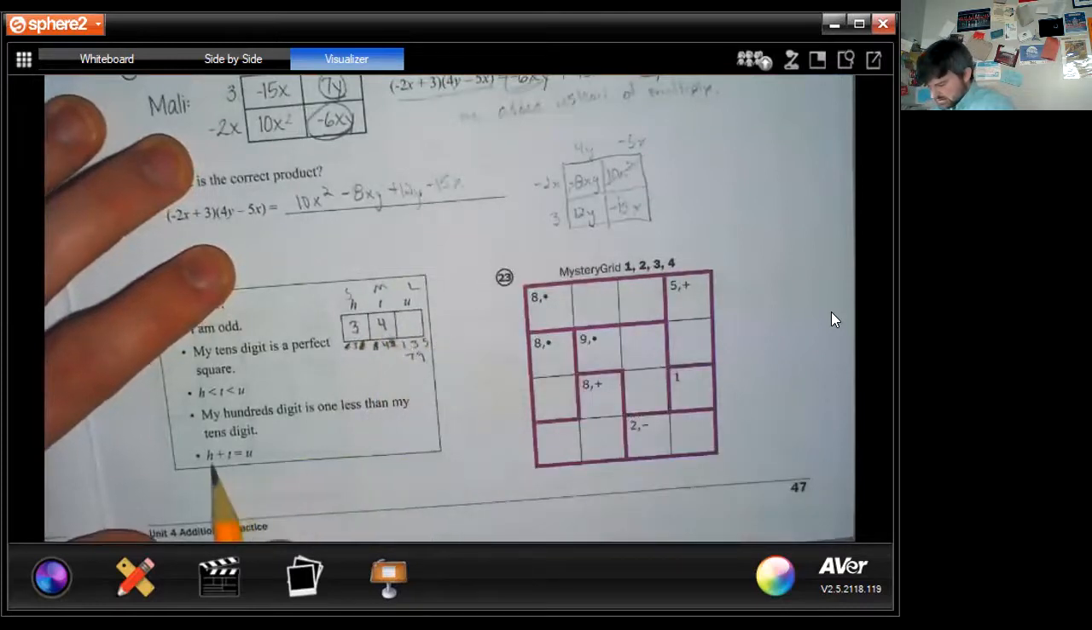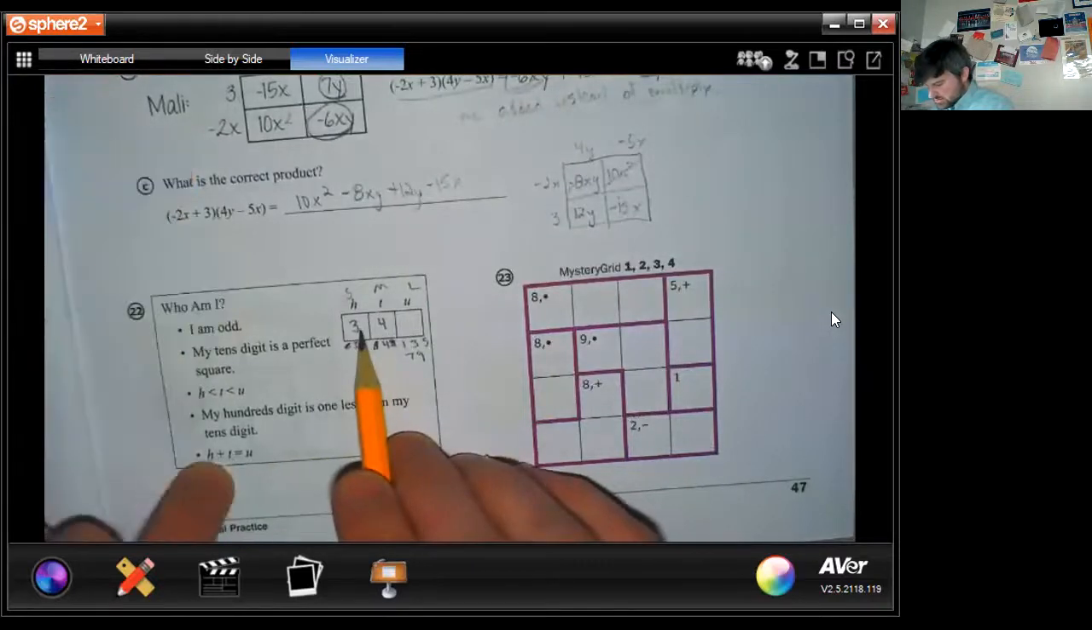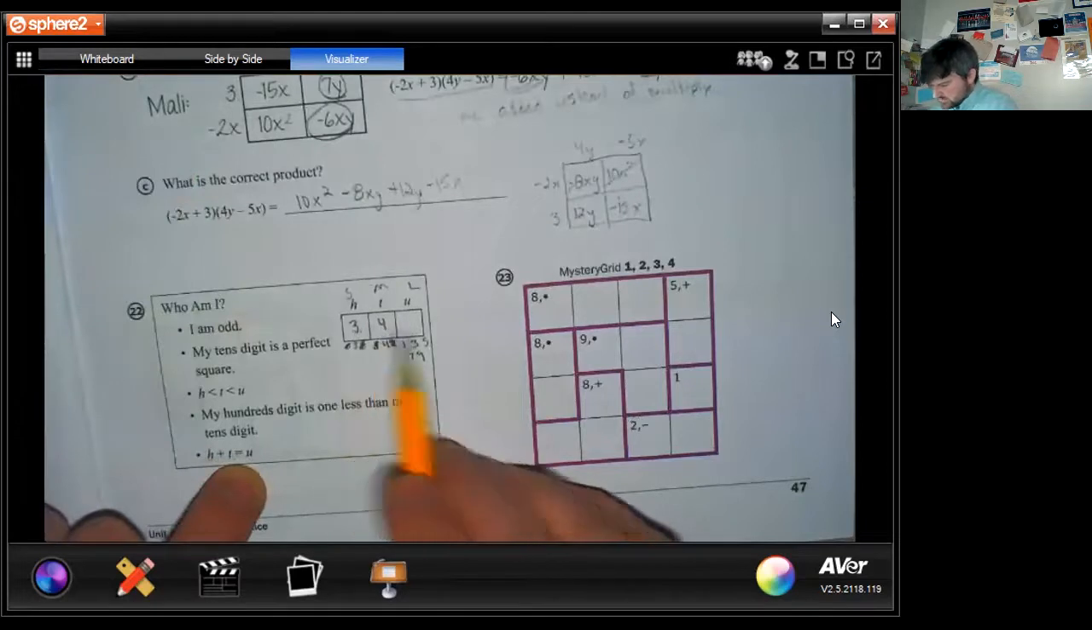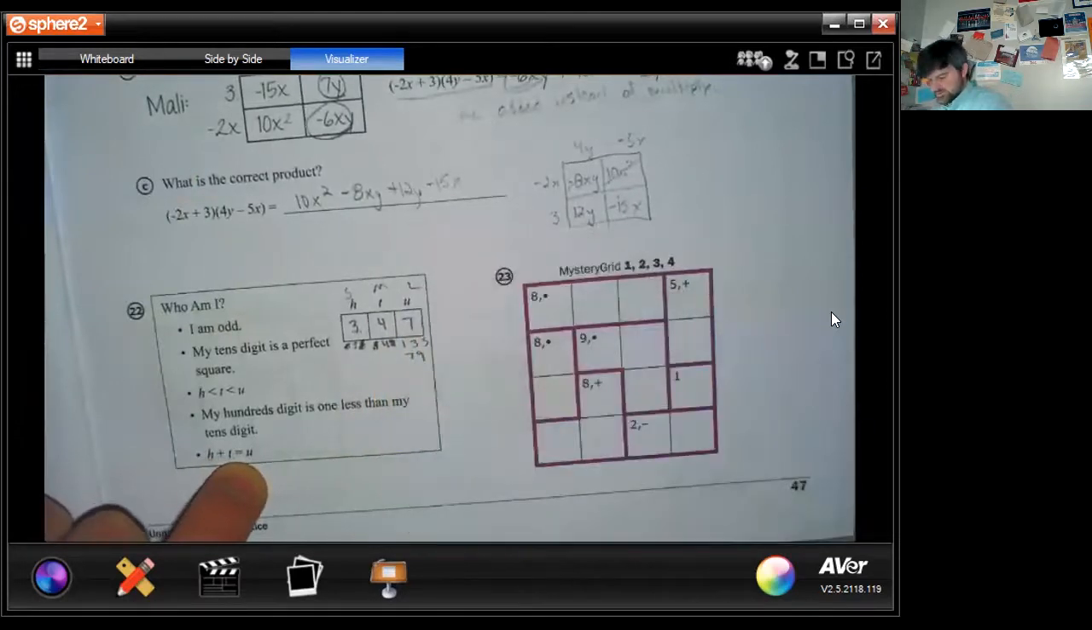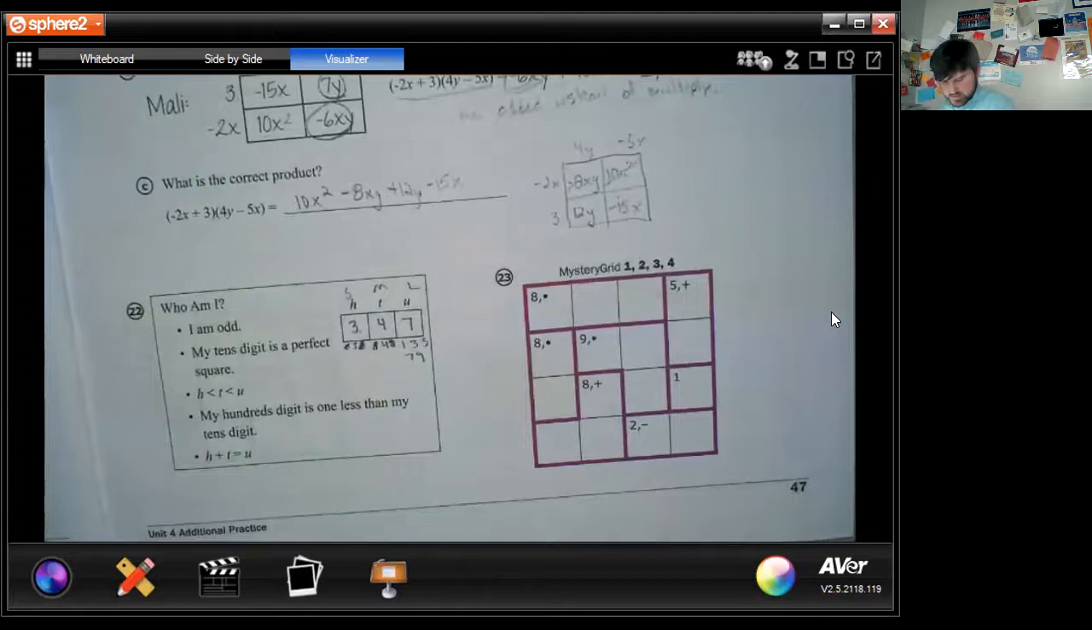And then the last thing says u plus t, or sorry, h plus t equals u. So h plus t, so 3 plus 4 equals u, which is 7. So 347 is the number there.